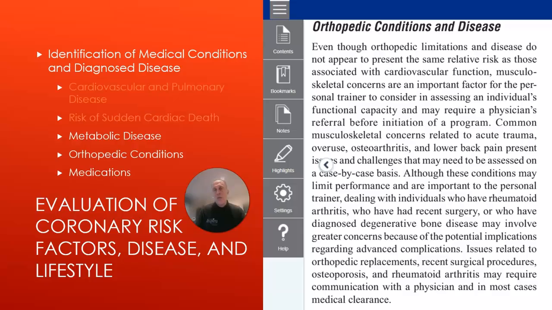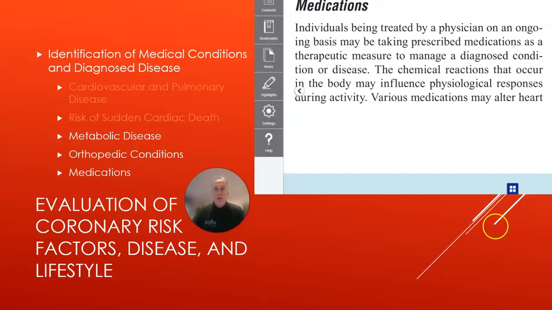Somebody who might have some orthopedic concerns, who might have arthritis, may need to actually have extended warm-ups to be able to work on having greater synovial fluid and lubrication in the joints to be able to function better. But there's no doubt, it's going to be unique to the person.